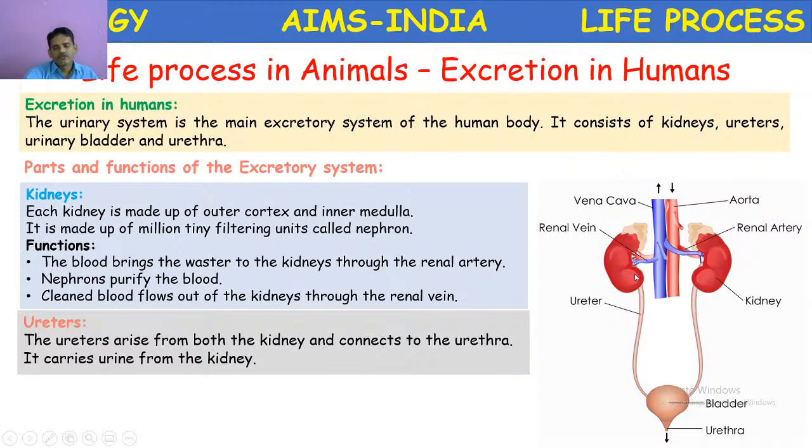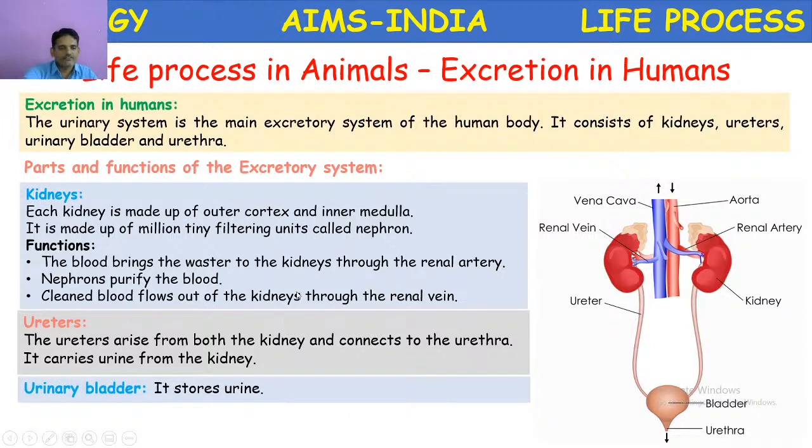Then the ureters. After the purification, the filtrates are passed from time to time into the urinary bladder through the ureters. Ureters are tube-like structures. There are two ureters, and they carry urine from the kidneys to the urinary bladder. The urinary bladder is a sac-like structure which stores urine temporarily. After the urinary bladder is filled, the urine is passed out through the urethra. So this is the concept of excretion in humans.